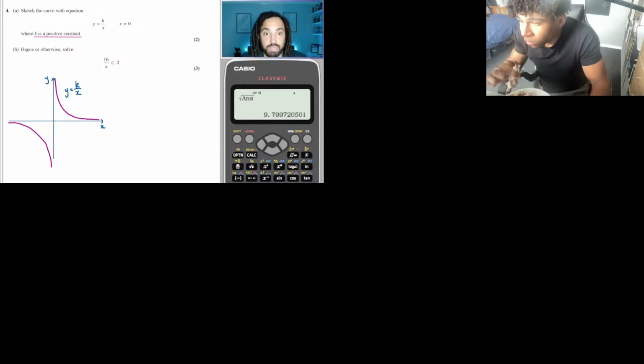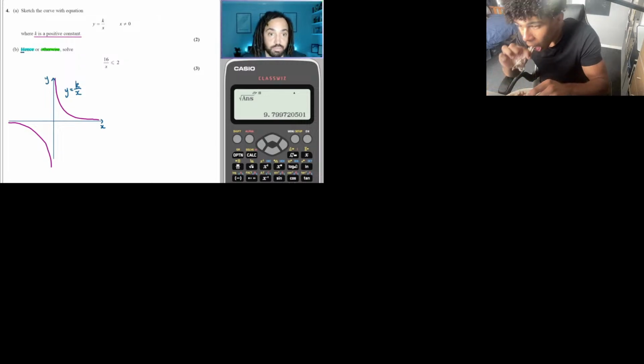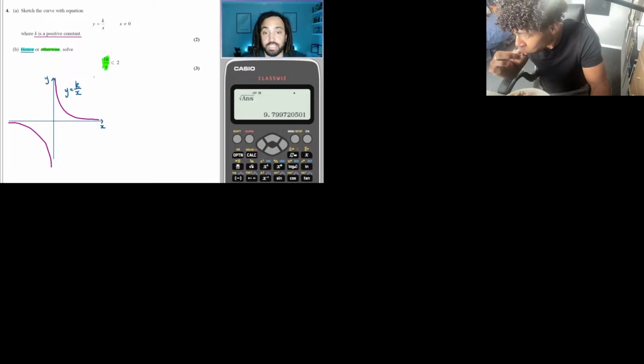Okay, right, part B. This is an interesting question, because it says hence or otherwise, and in fact, I'm going to show you both ways to solve it. So let's first solve it using hence, which means using the previous part, part A. We've got this graph kind of drawn for us. It's the purple line. It's just when k is 16. So let's draw the other side of the inequality, which is going to be 2. So y equals 2. And I will draw that in green. So it'll just be a horizontal line coming across like this.